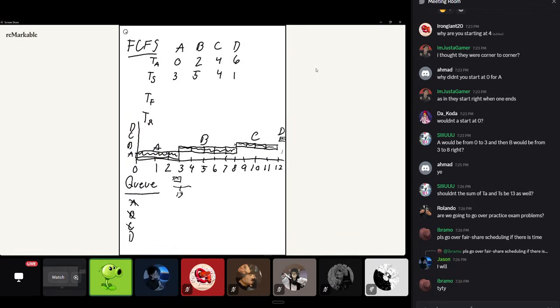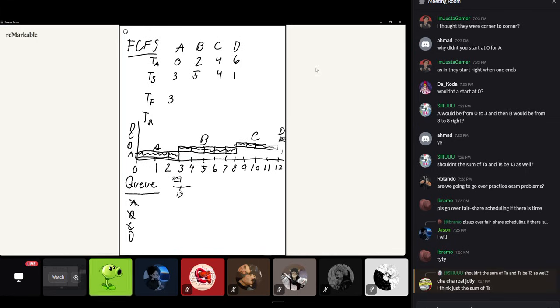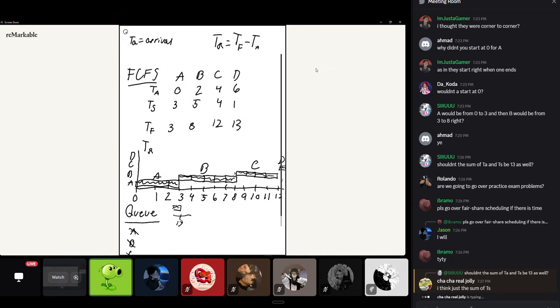The basic idea. Now, TF is just wherever the process finished. So if we look at A, it finished at 3. B is going to finish at 8. C is going to finish at 12. And D is going to finish at 13.